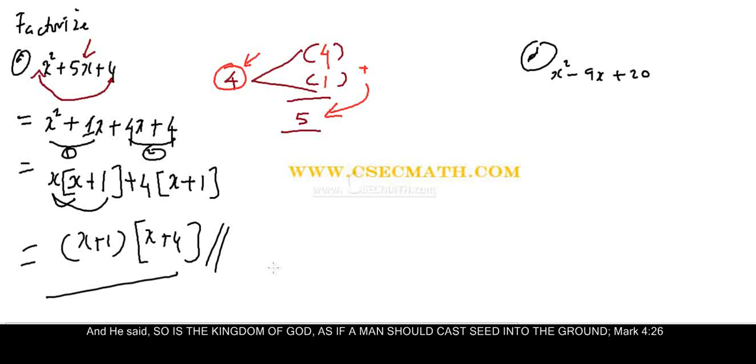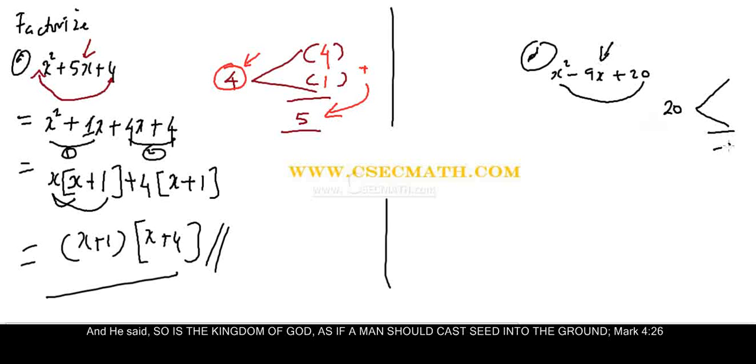So for question number D, the solution is as follows. First of all we multiply 20 with the coefficient of x squared, that is 1 in this case, and that would give us the number 20, and the coefficient of x in this case is negative 9. So I need to choose two numbers whose product would give me the number 20 and whose sum would give me the number negative 9.